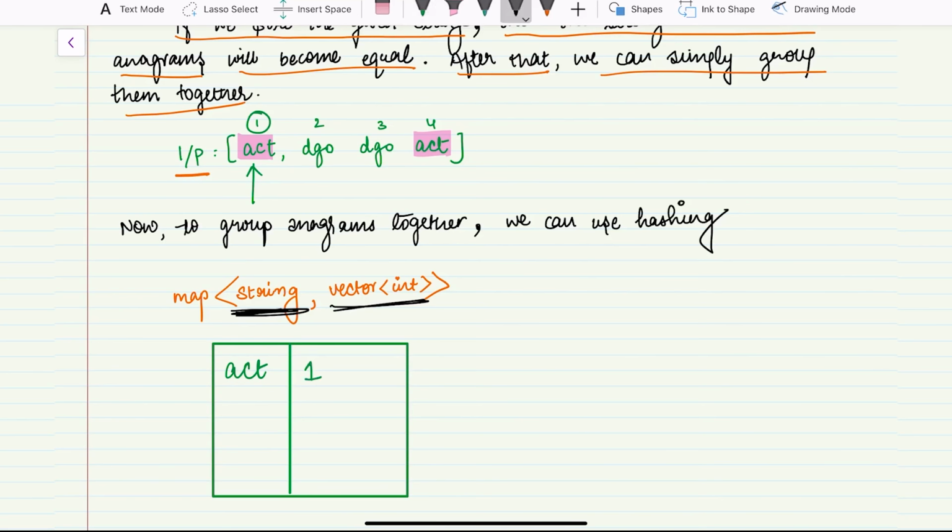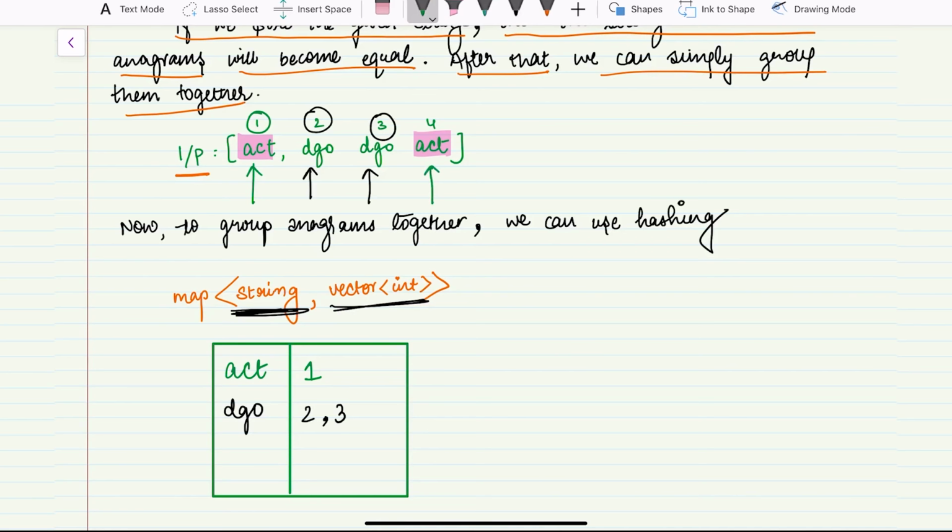Now we are at dgo, right? So dgo is also not present in the map. So let's put it in the map, and the index present is 2. So let's put it in the vector. Now let's move ahead. So dgo is already present in the map. Now let's include the index, right? So we have included 3.